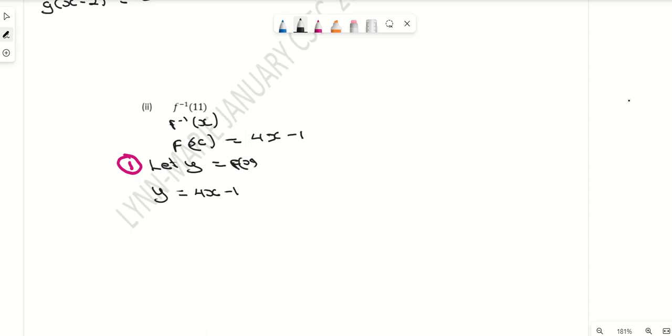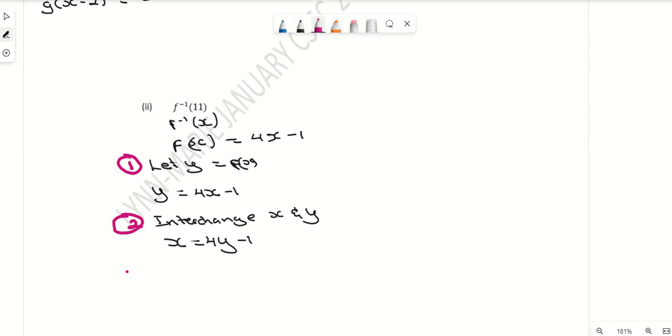Your second step, this is 2, would be to interchange or exchange x's and y's. What that just means is with this equation where y is equal to 4x minus 1, wherever you see x, you're going to put y, and wherever you see y, you're going to put x. So this will now become x is equal to 4y minus 1.